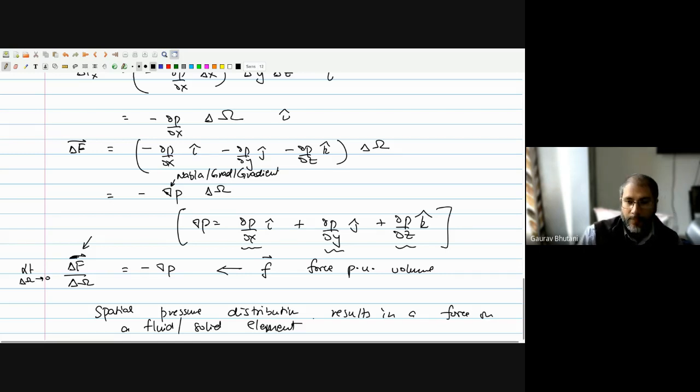So this is the idea. Out of all the mathematics I've done, this is the underlying idea. Spatial pressure distribution results in a force on a fluid or a solid element. So if the pressure was the same everywhere, then there'll be no force. Or if the pressure was the same for all y values or for all z values, then there'll be no force in the y or the z direction.